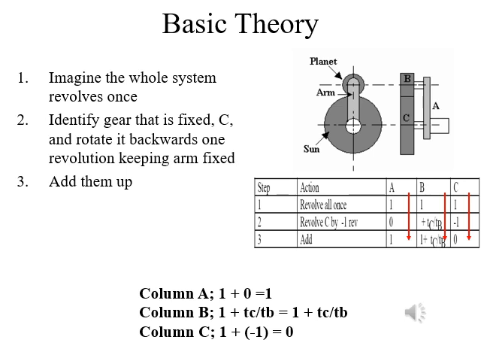The third step is add. Gear A is 1, gear B is 1 plus TC over TB, and C is 0. Basically, you add from column A: 1 plus 0 is equivalent to 1. Column B is 1 plus TC over TB. And column C, you add the first row 1 plus minus 1, which is equivalent to 0.